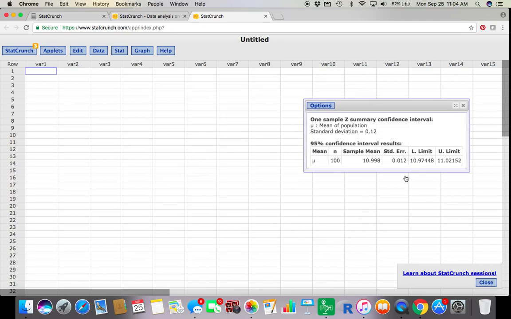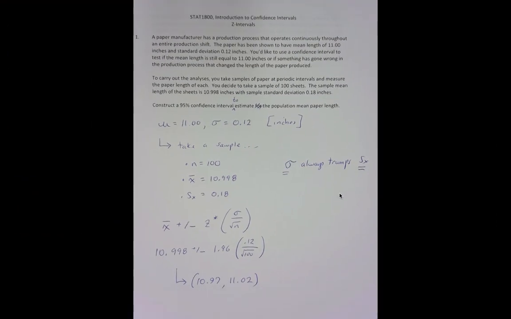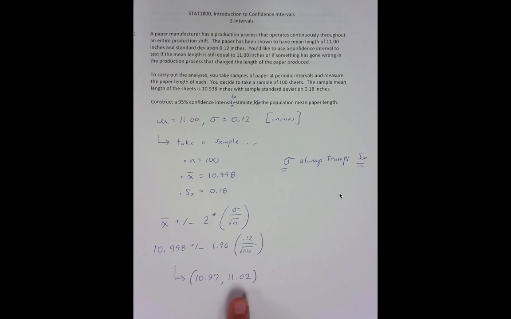All right. I do that, and the last two numbers are the left and the right endpoints of our confidence interval. So guys, I'm going to write that down. Our left is 10.97. Our right is 11.02. All right, so go back over and I've written the confidence interval there.